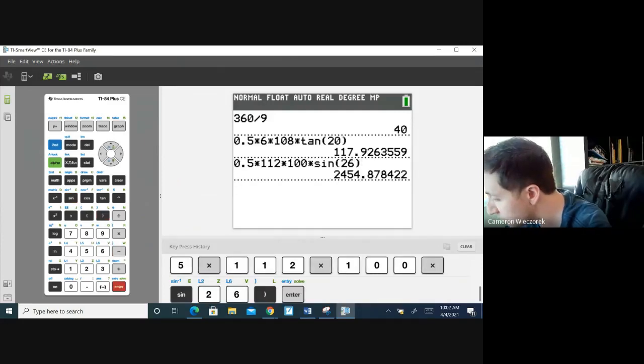Okay, 2454.9. It's going to round up because if you look at the 8, it's followed by a 7. 5 or higher would round up.